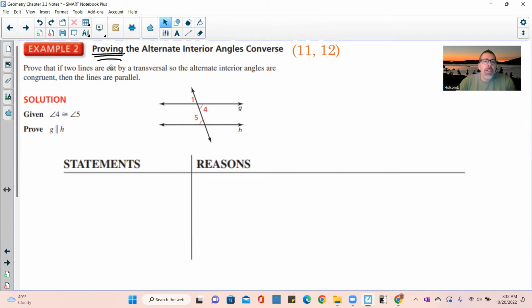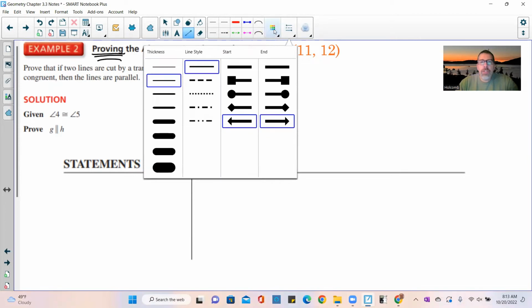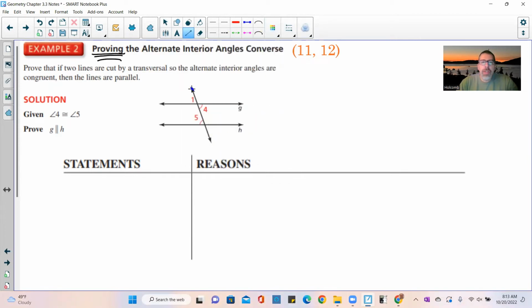Prove that if two lines are cut by a transversal, so line G and line H are cut by this transversal, and I am going to continue to stress what a transversal is. It is important you know that. It is a line that intersects two or more lines. So G is not a transversal because it only intersects the blue line. H is not a transversal because it only intersects the blue line. And the blue line intersects G and H, so it is the transversal. Okie dokie.